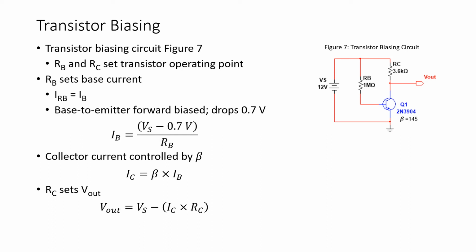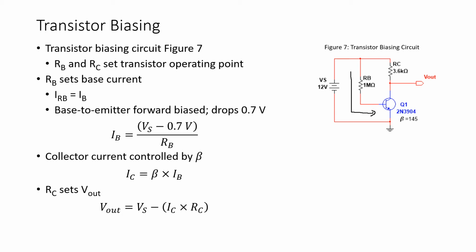Now, our resistors, RB and RC, are called the biasing resistors, and those resistors, again, are used to set up the transistor's operating point. Now, the base resistor, RB, is what determines the base current. And note that whatever current flows through the resistor RB has to flow into the base of the transistor. It has no other path. So we can determine or calculate the base current as shown.